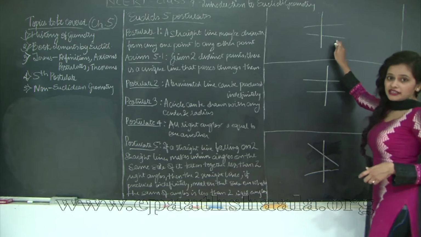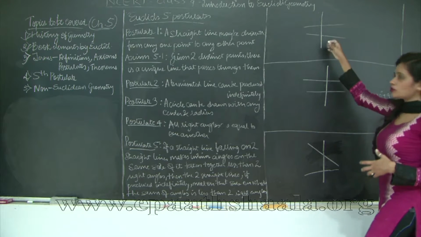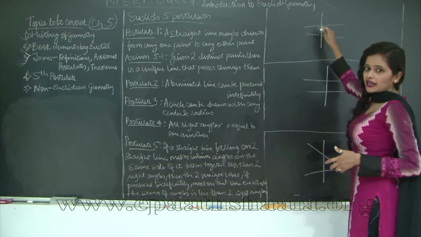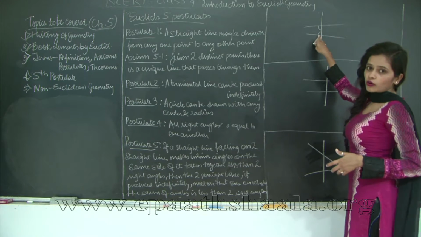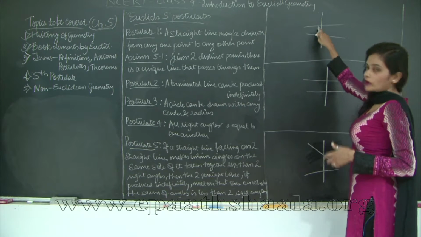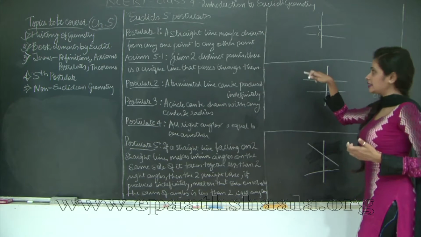So if the sum is less than 90 degrees, let's see over here, this is an acute angle and this is an acute angle. So both are less than 90 degrees. So the sum is obviously less than 90 degrees plus less than 90 degrees. So the sum of these two angles is going to be less than 180 degrees.